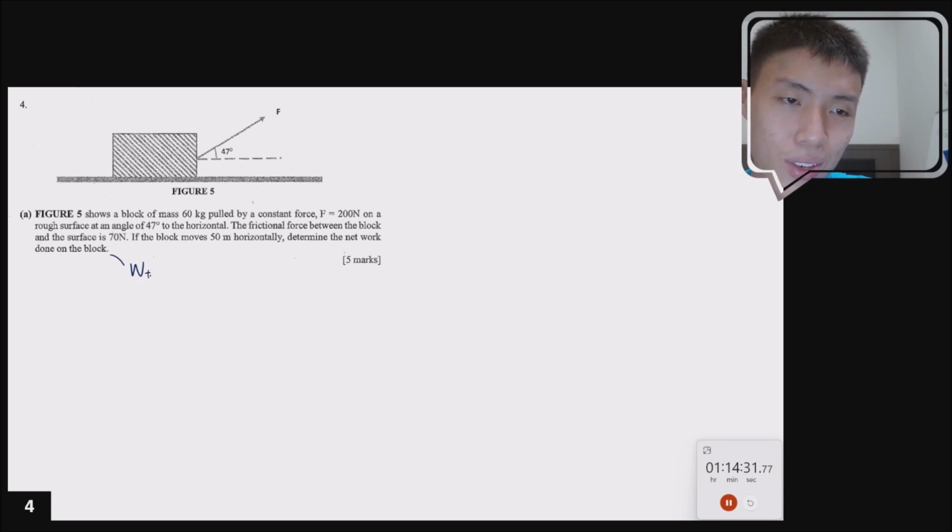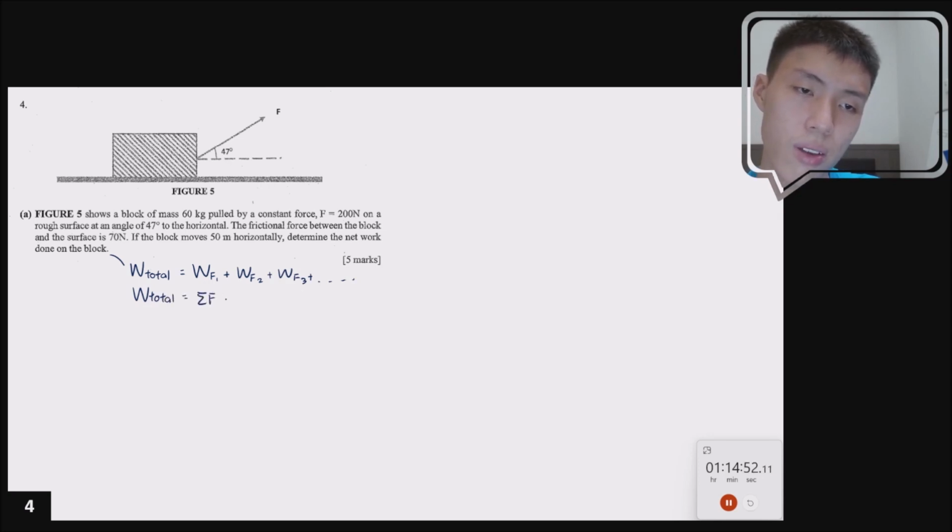Net work done is work total. Work total can be found in different ways. First, you can find the work done by force number 1 plus the work done by force number 2 plus the work done by force number 3. You add them on one by one, slowly. Or you can find the work total by first finding the net force. Then after that, you do net force F s cos theta.